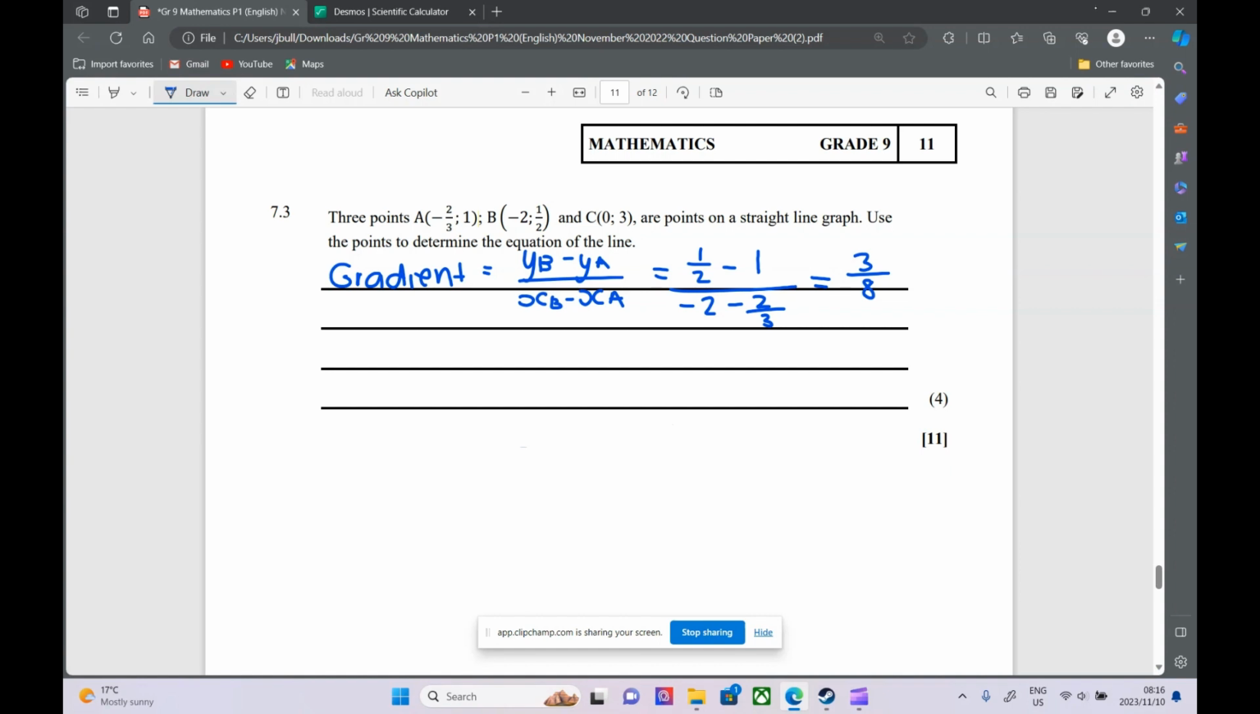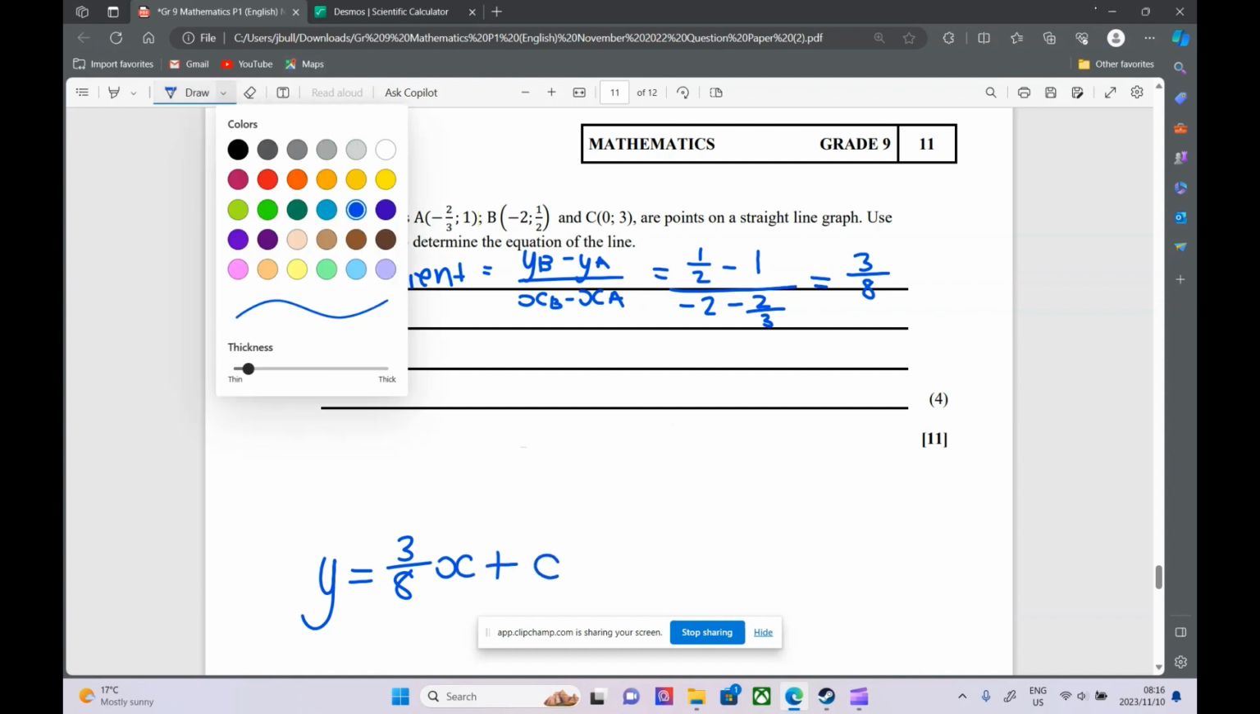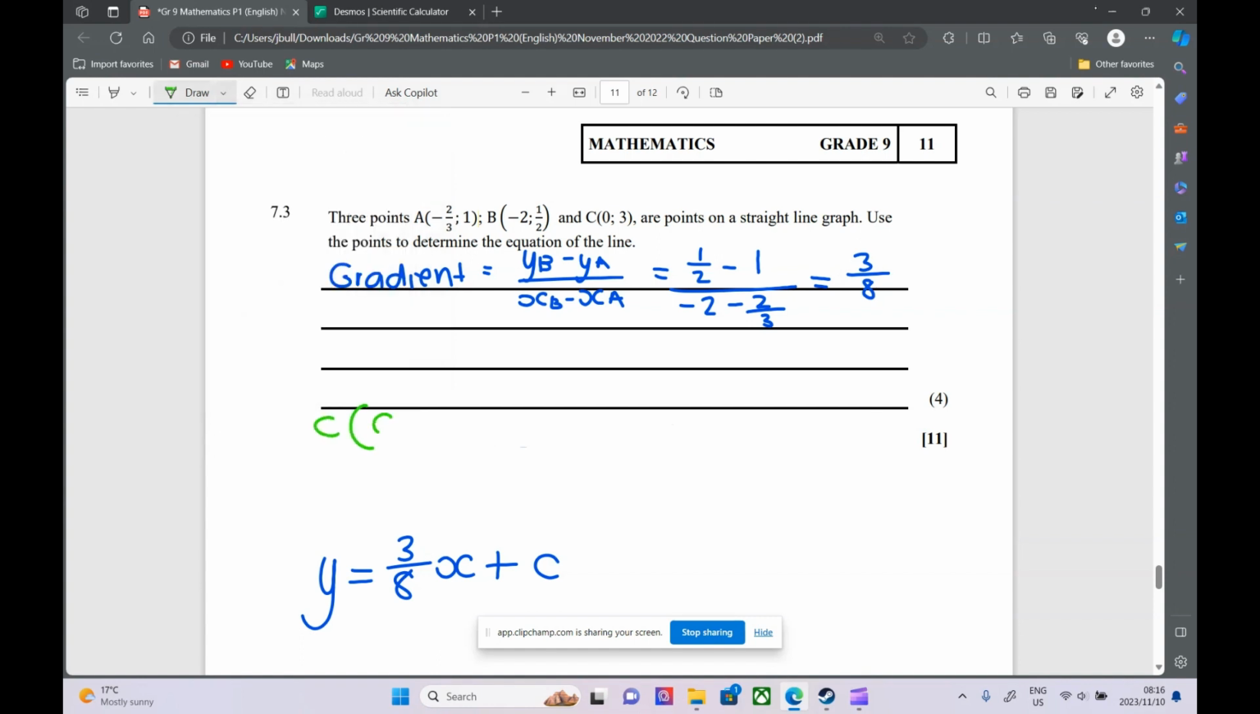So if we write our equation, we can say y is going to be 3 over 8 x plus a constant, which we need to work out now. Okay, so if we work out our constant then, what we need to do for that is we are going to plug in, you can plug in any value, it will work. I'm just going to plug in the c value. So we can say, using this point, (0, 3), we are going to plug it into this equation to solve for c.